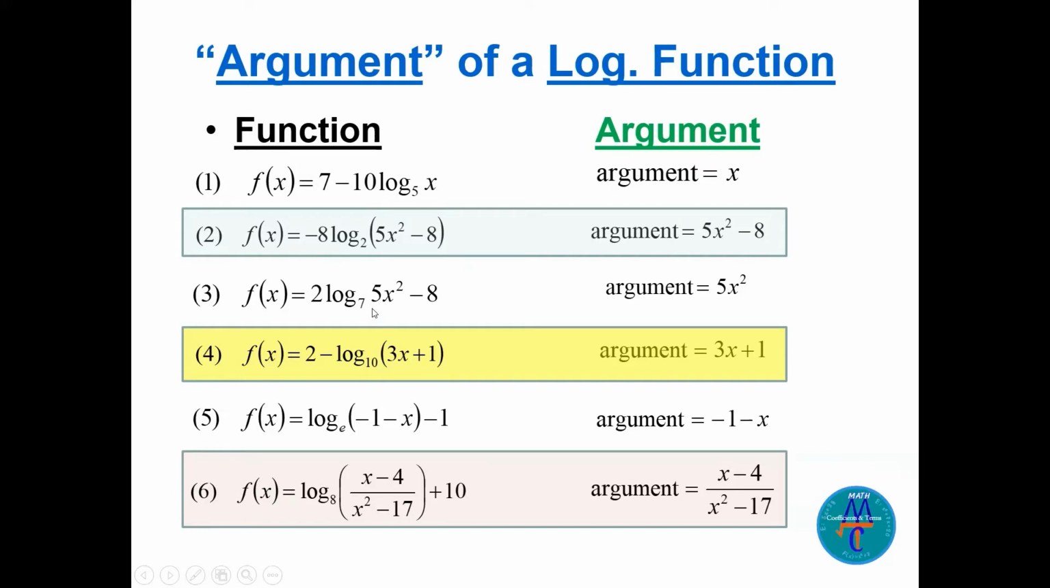Here there is no bracket in number 3. 2 log base 7 of 5x squared, minus 8. The argument is only this, because there is a minus here, that's a separation. So only 5x squared is the argument. You can see more examples here. See here, log base e of minus 1 minus x, minus 1. This is outside. That's a shifting down. And the argument here is only minus 1 minus x.